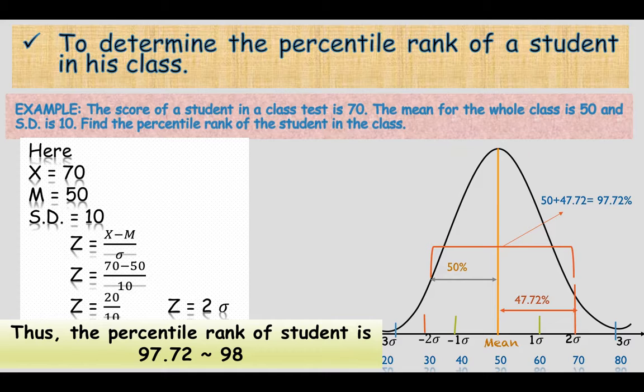It means if there are 100 students in the class, 98 students have secured below that 70 score, and only two students have secured above that 70 score. I hope you have understood this.